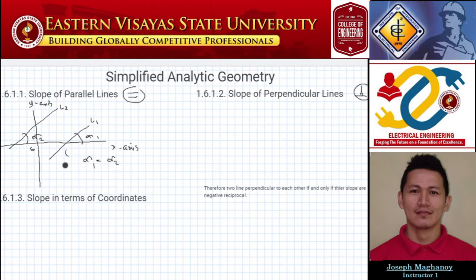Therefore, the tangent of the angle of inclination of your line 1 and the tangent of the angle of inclination of your line 2 are equal. We can say that the slope of line 1 is equal to the slope of line 2. This is true only for the slope of parallel lines. If two lines are parallel, they are equal in their slope.